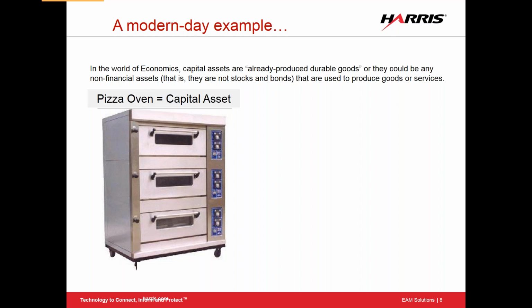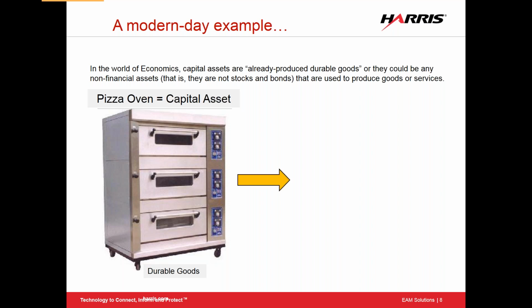So we have a pizza oven, okay? It's a capital asset. It's going to cost several $1,000s. It's considered in the category of durable goods, right? It's not going to wear out in a couple weeks or a couple months. In fact, it's going to last many years.